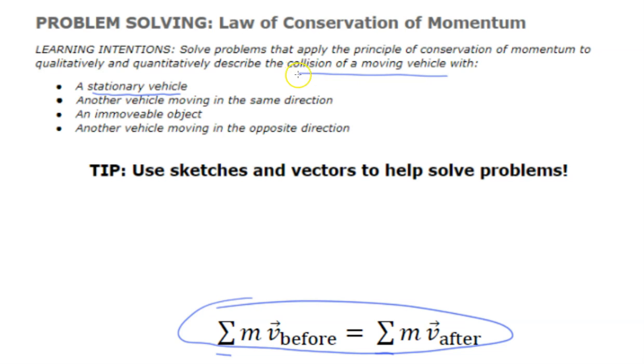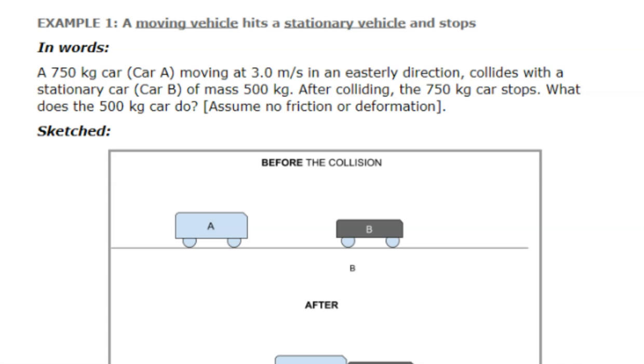We're going to have collisions of a moving vehicle with another moving vehicle that's moving in the same direction. A collision of a moving vehicle with an object that is immovable, for example, a brick wall. And finally, a collision of a moving vehicle with another vehicle moving in the opposite direction. These are the 4 scenarios we'll look at in terms of applying this formula. When solving these problems, it's important that we both sketch and annotate the problem.